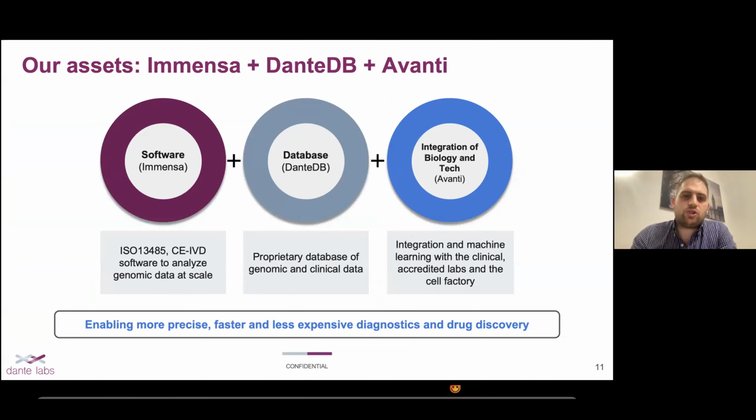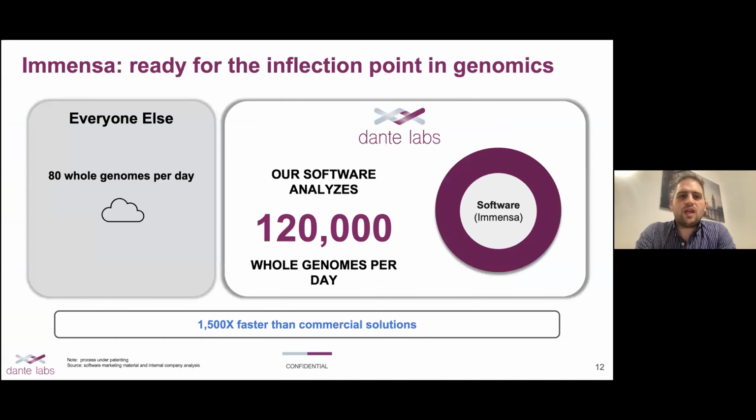This is a description of our major assets. And this is our major IP. Why is Dante Labs better than the others? We are better than the others because by always having our vision towards being able to deliver whole genome sequencing data, we invested our research and development efforts in order to build the platform that today allows us to analyze 120,000 whole genome sequencings per day, when everyone else can only do 80 whole genome sequencings per day.